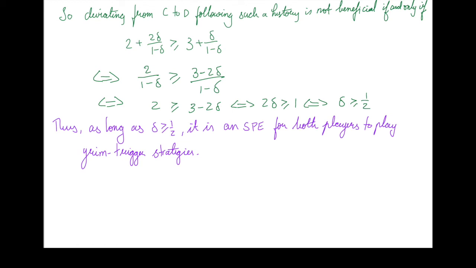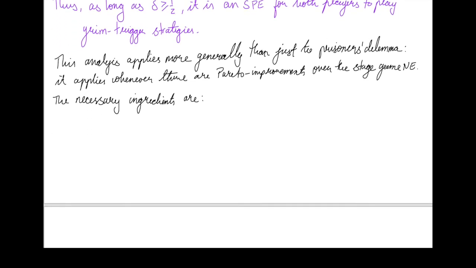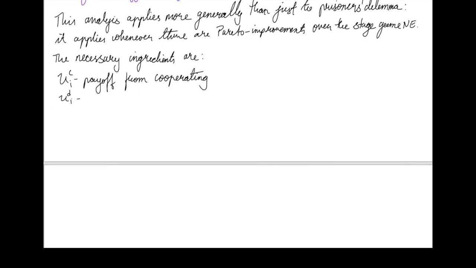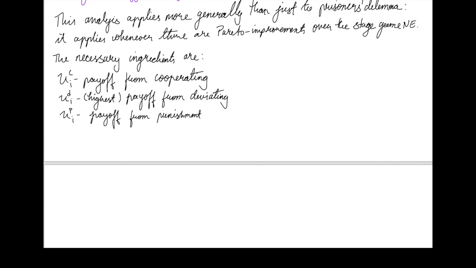Now, the analysis we've done here is quite general. It doesn't apply only to the Prisoner's Dilemma game. It applies more generally to what are called mixed motives games, games where there's scope for cooperation, but where cooperation doesn't necessarily happen in the stage game Nash equilibria. We can support Pareto improvements in the repeated version of the game. Typically, the ingredients needed: a utility level for each player from cooperating, the highest utility you could get from deviating, because there might be more than one deviation. In this Prisoner's Dilemma, there's just the one deviation, but you could think of a more complex game where there's potentially many ways to deviate, and you would look at the highest possible deviation payoff. And we need a punishment payoff, where the punishment has to be a stage game Nash equilibrium.